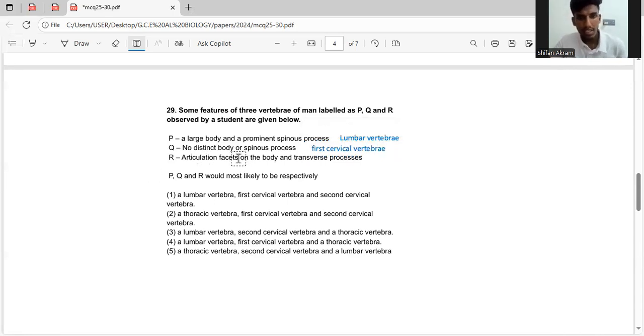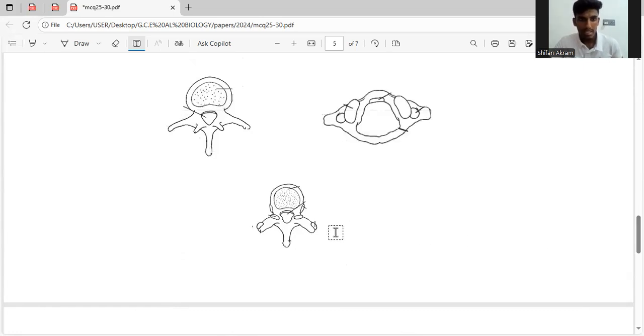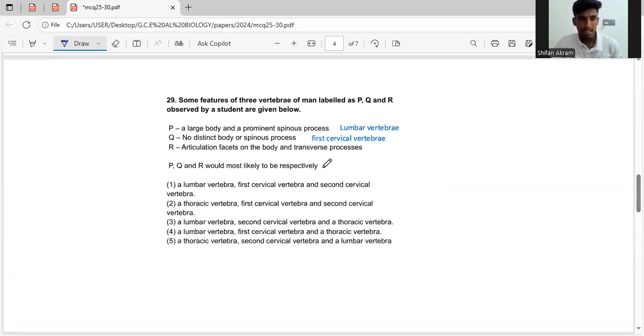Then the R: articulation facets on the body and transverse processes. We know the vertebrae that has articulation facets on the body is the thoracic vertebrae. So this is the thoracic vertebrae. Let me mark it. Yes, they do have articulation facets here. So these are all articulation facets in the thoracic vertebrae. And this is the transverse process, this long outgrowth part. So they do have a transverse process. Okay, so this is correct. Sorry, so R is the thoracic vertebrae and I'll write it.